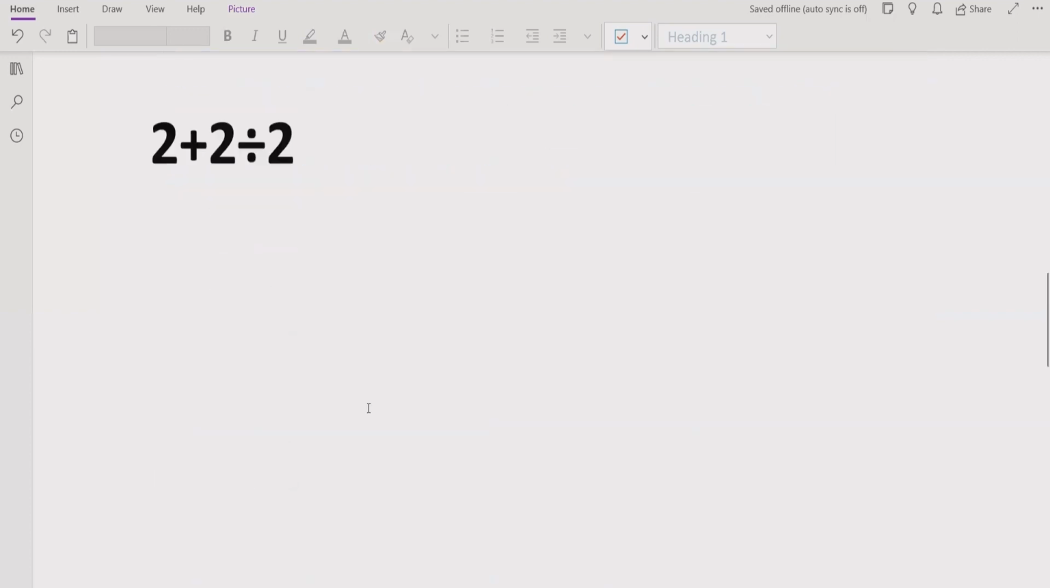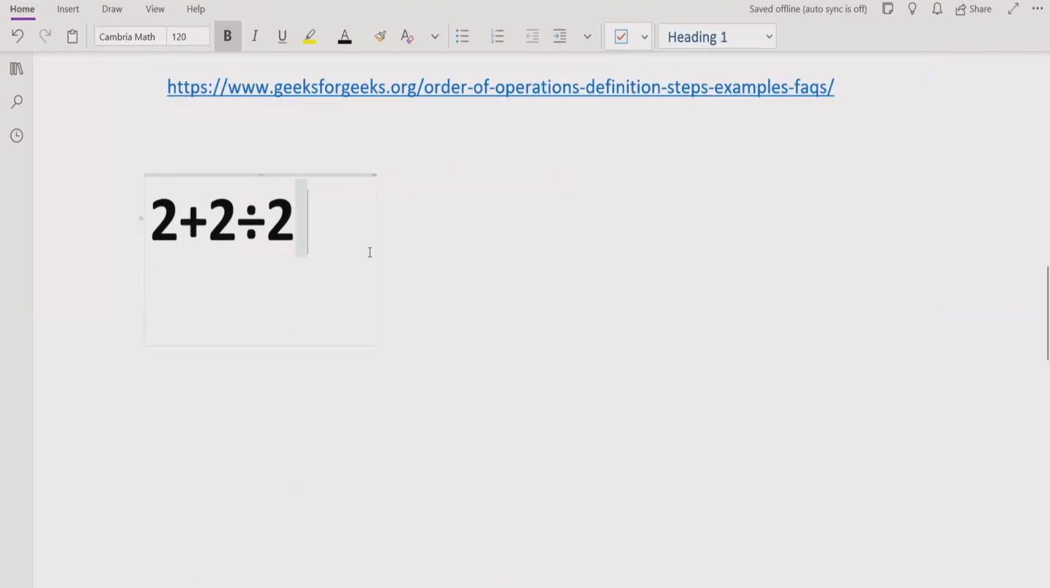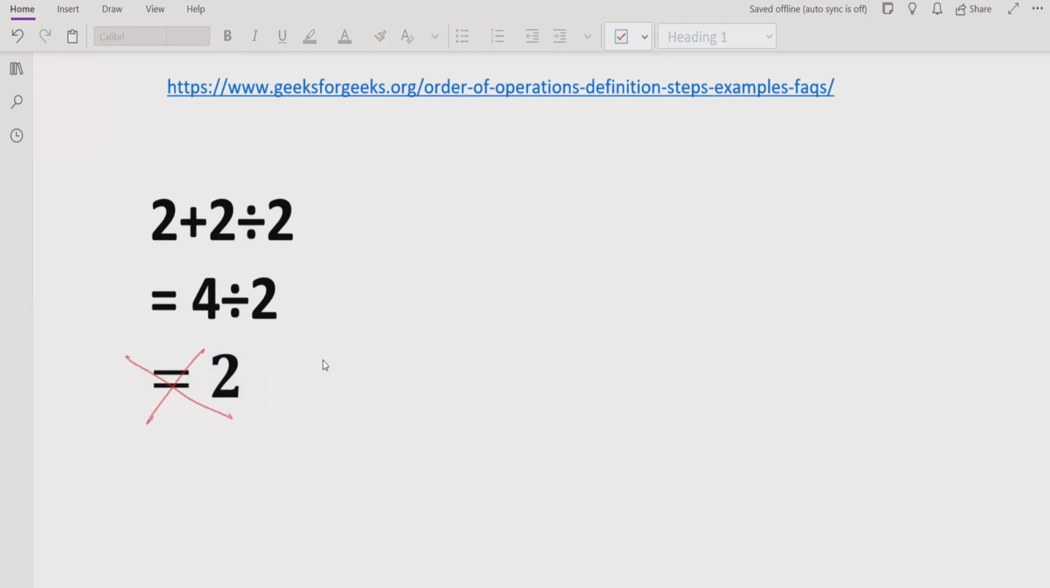Now let's move forward to solving this expression. As you can see, we have 2 plus 2 divided by 2. Maybe some of you say, I will solve the 2 plus 2 and not follow any order of operations. I will say 4 divided by 2, and you will say I'm getting the answer 2. This answer is not correct. This 2 is the wrong answer.